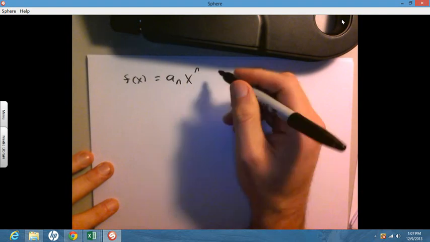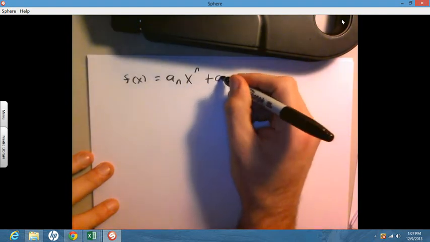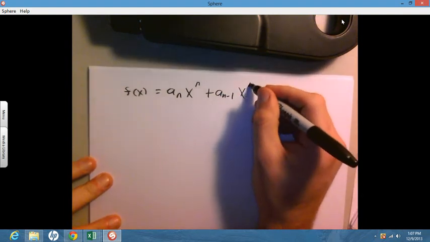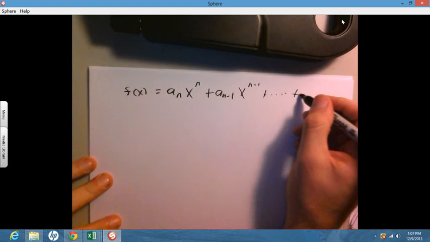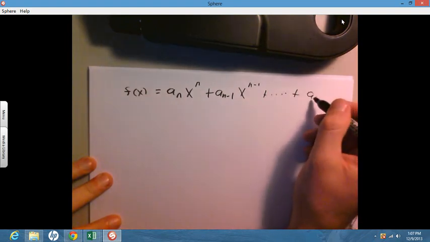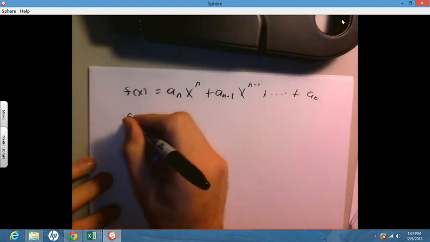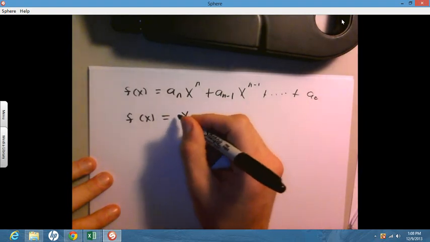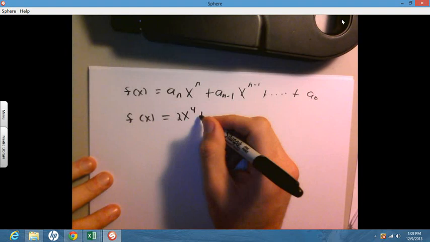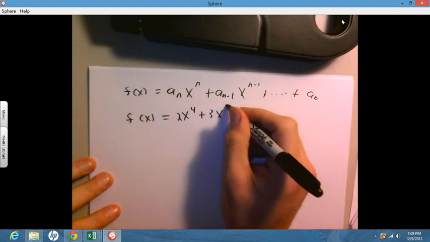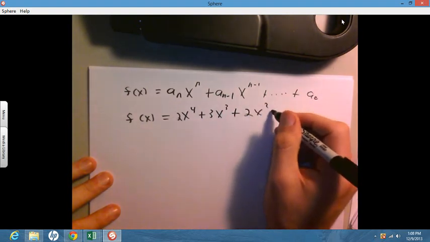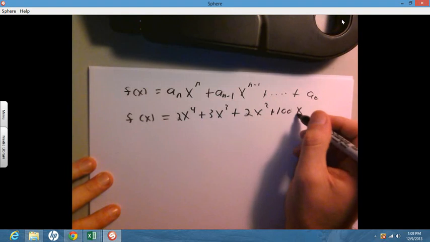So we're going to have plus an minus 1 times x to the n minus 1 plus dot dot dot plus a constant term on the end, which would be x to the 0 because x to the 0 would be 1. Now some concrete examples would be f of x equal to 2x to the 4th plus 3x cubed plus 2x squared plus 100x minus 10.